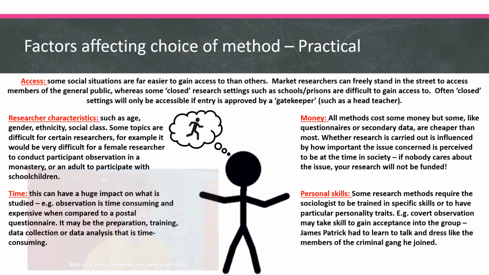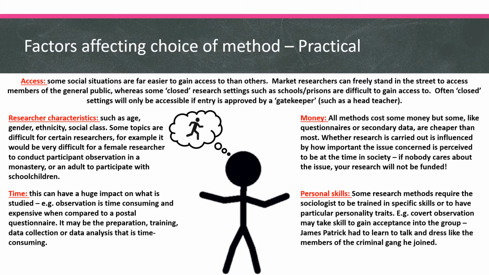You need to be trained in these skills. So if you want to do covert participant observation, such as James Patrick with the Glasgow gang, you would need the skills to get into that gang. You would need a gatekeeper to get in that gang. You need time, you need research characteristics. So a lot of these personal skills overlap with one another.